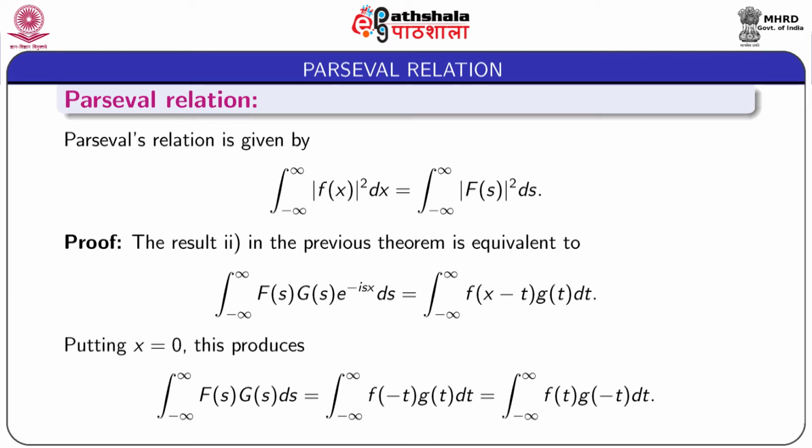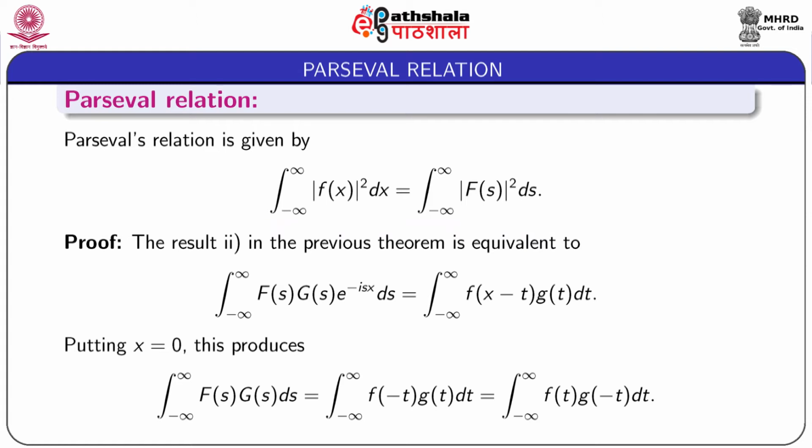Next we come to another important relation, that is Parseval's relation. Parseval's relation is given by integral minus infinity to plus infinity mod of small f(x) square dx is equal to integral minus infinity to plus infinity mod of capital F(s) square ds.